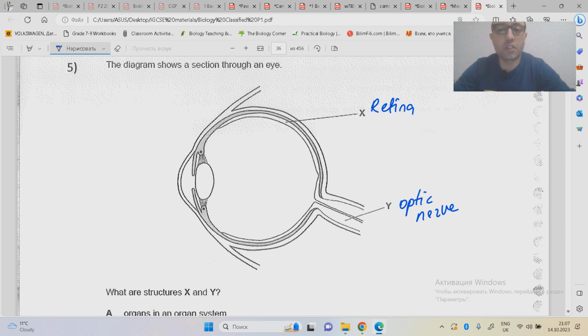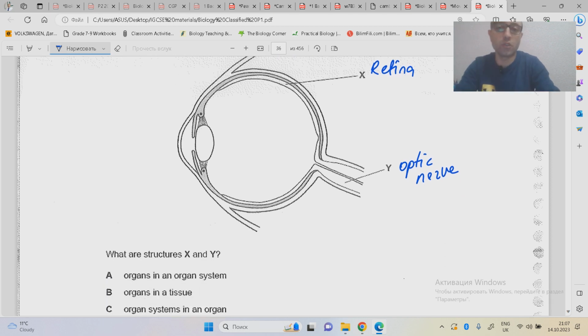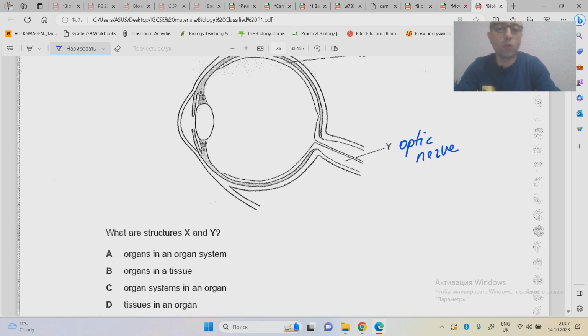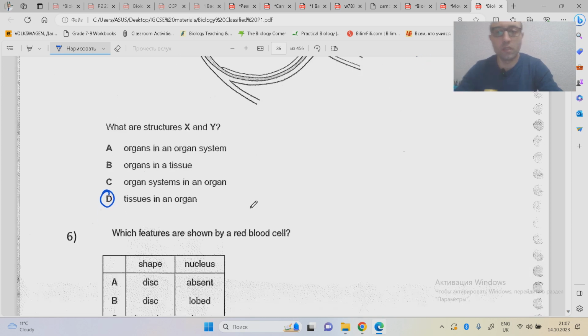What are structures X and Y? Both of them are a part of an organ, because we know that the eye is an organ because it contains different tissues. So they will be a part of an organ. The answer is D. They are tissues. We are calling them tissues in this case of an organ, because organs are not made from organ systems. So there's no such answer.